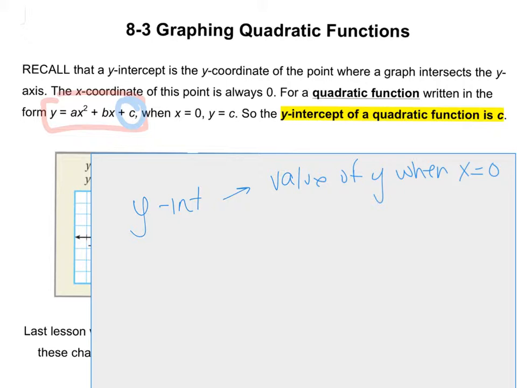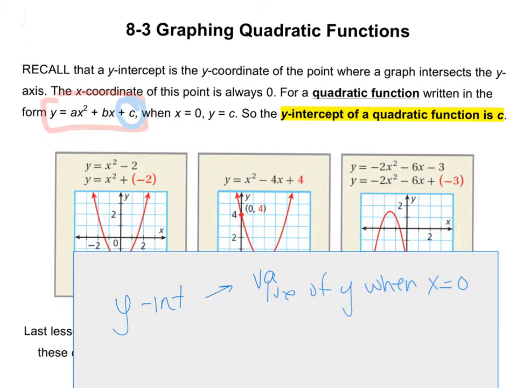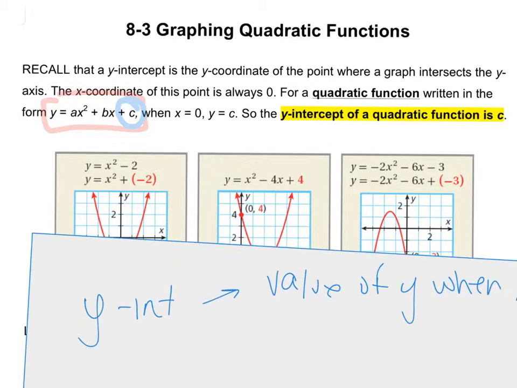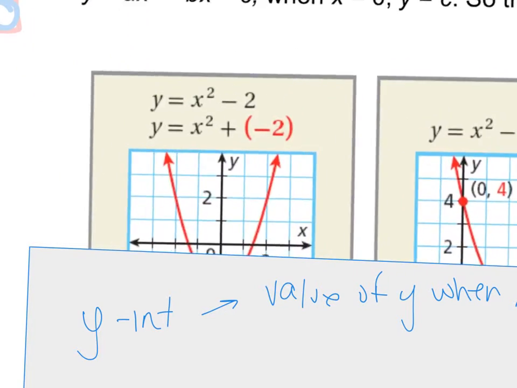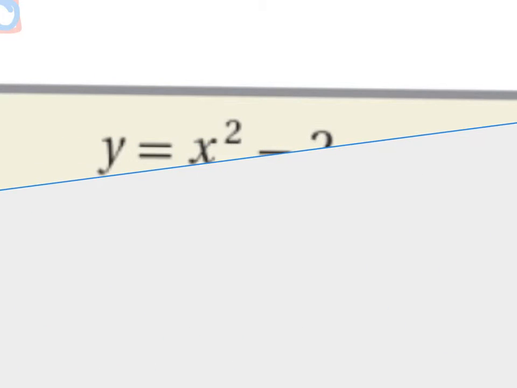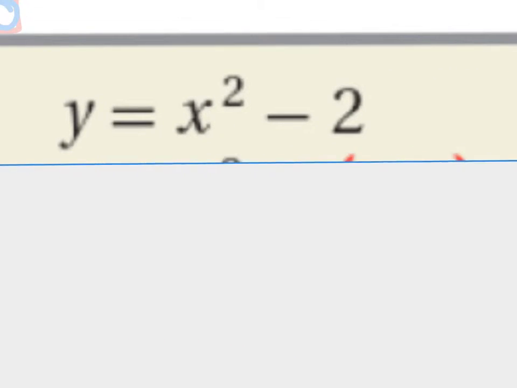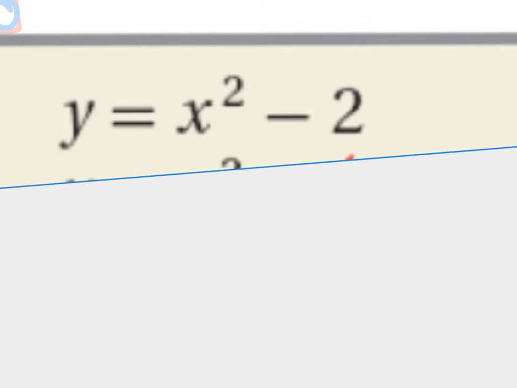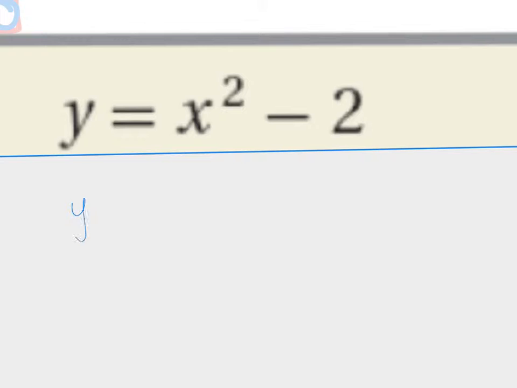So if I knew that from my early Algebra 1 days, then what you could do is you can look at this and you can actually solve for your y-intercept if you plug in 0 for x. So if I had this guy without my graph, and I know that my y-intercept is the value of y when x is 0, and I plug in 0 for x, I'm going to get y equals 0 squared minus 2, which tells me that when x is 0, y is negative 2.